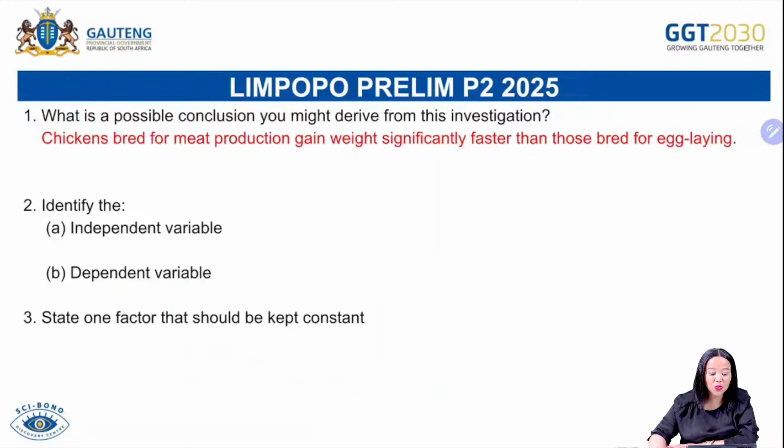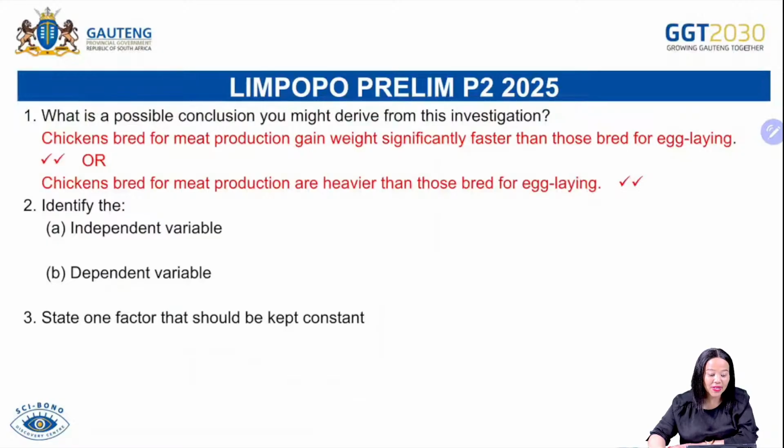The chickens that were bred for meat production gained weight significantly, or they gain weight faster than those that were bred for egg laying. Or one can say the chickens bred for meat production are heavier than those ones that are bred for egg laying. And remember, I said when it comes to conclusions, we either give you 2 marks or nothing.